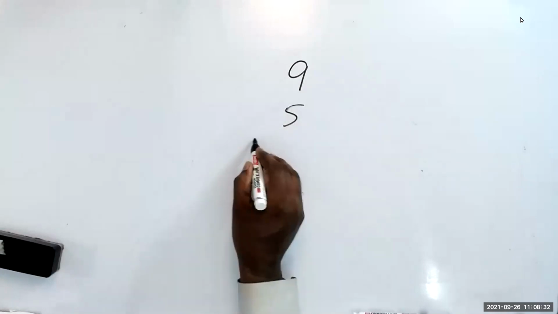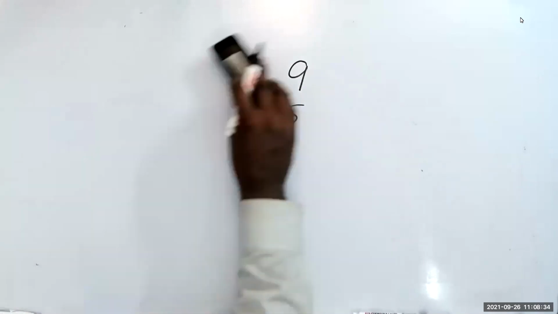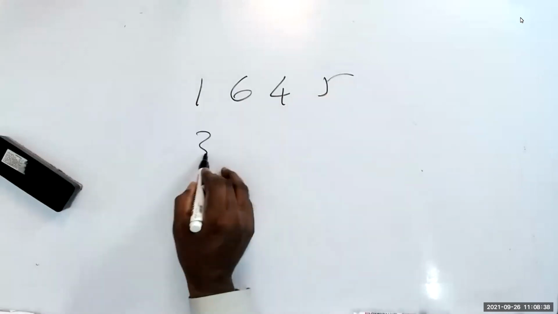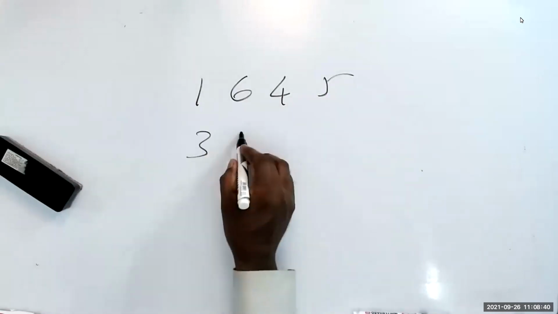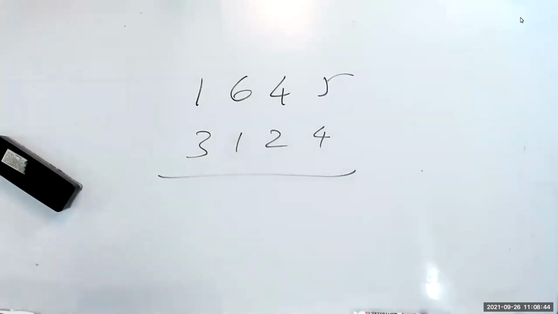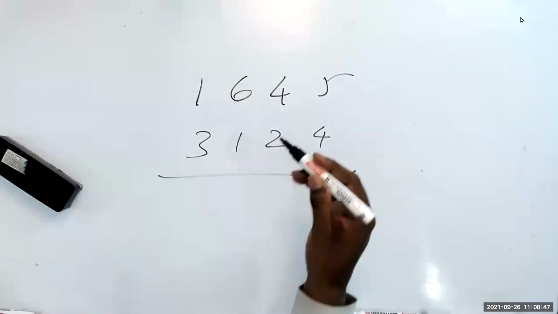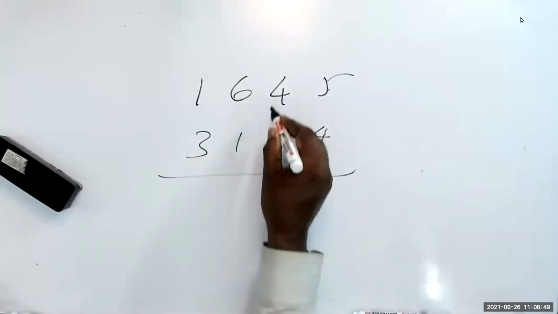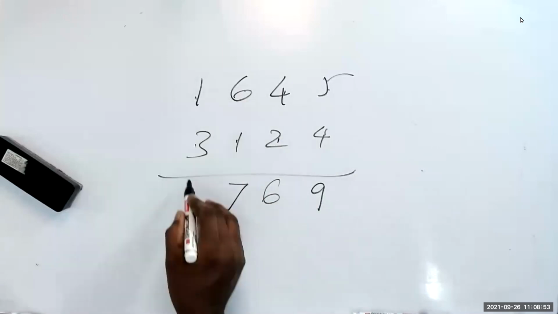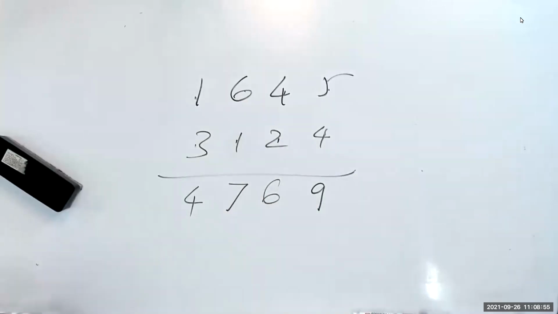9 plus 5, 14. But if I give this number 1, 6, 4, 5, 3, 8, sorry, 3, 1, 2, 4. When they give this, normally what we add is 5 plus 4, 9, 4 plus 2, 6, 6 plus 1, 7, 3 plus 1, 4. It's very happy. But here is a problem.